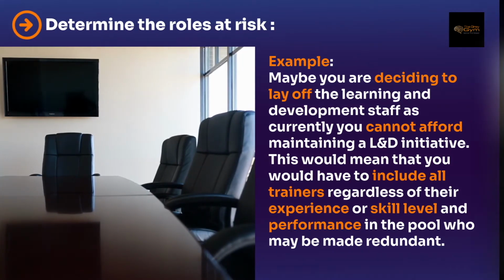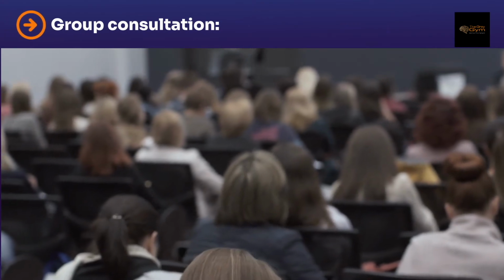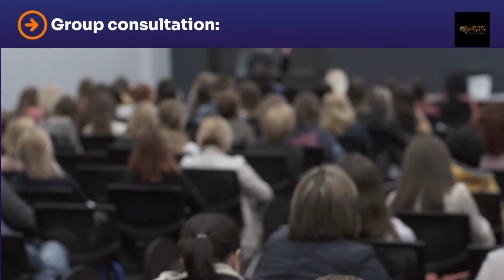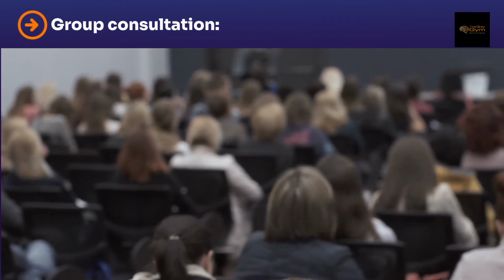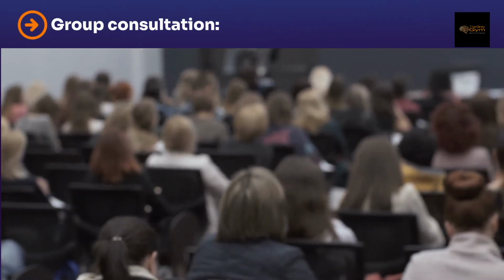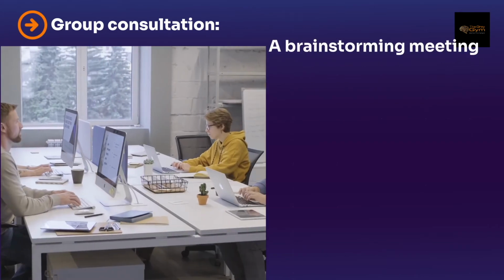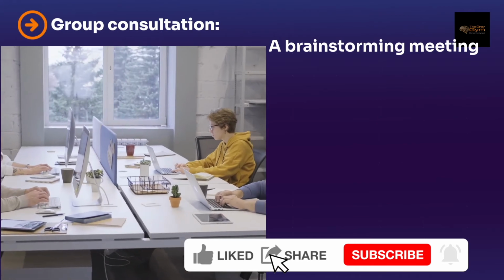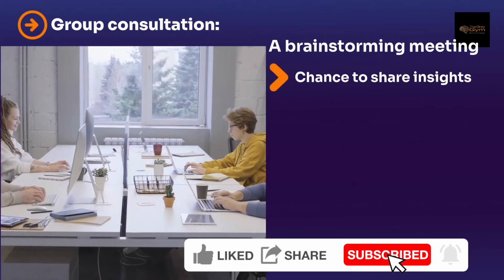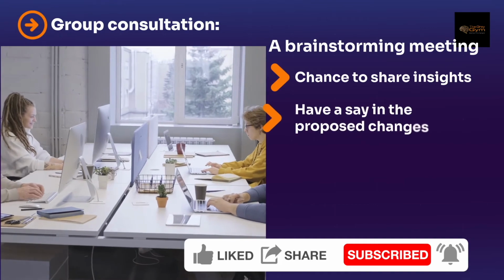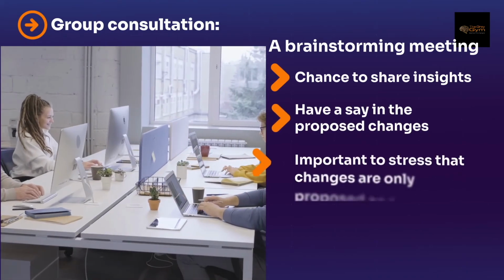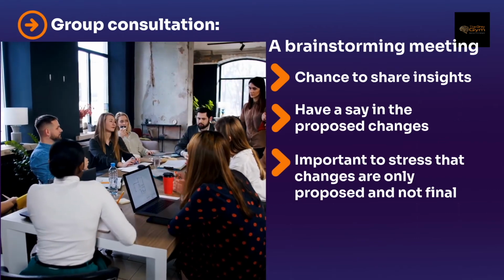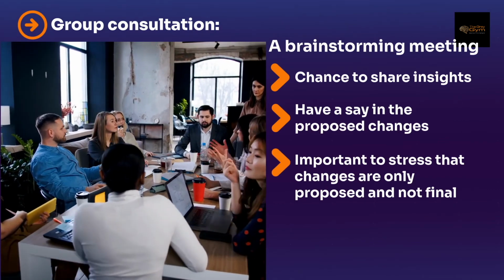Step number 2 is group consultation. Now that you have broadly identified who is likely to be affected, it's time to start consulting with them about the elimination of the role or possible changes to the role. A brainstorming meeting is typically what needs to happen before making any changes. This gives employees a chance to share their insights and potentially have a say in the proposed changes. It is important that you make it clear at this stage that these changes are only proposed at the moment and don't represent the final decision.